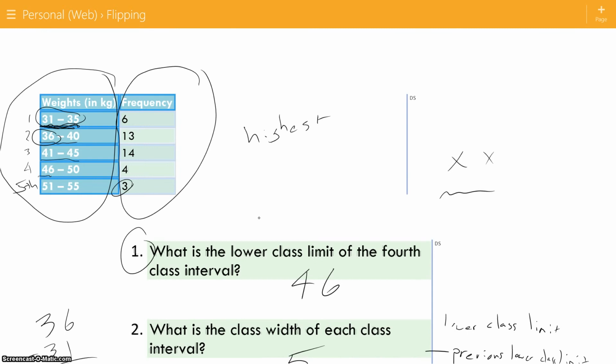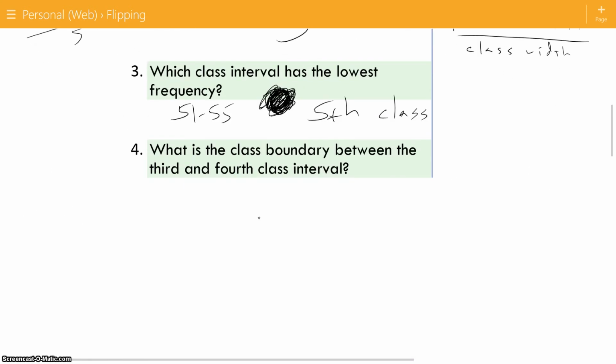Going back to the question, if we were to say our highest frequency class, we could look this over and we would say, because of this 14, our 3rd class, or we could say 41 to 45. All right? What is the class boundary between the 3rd and 4th class interval?